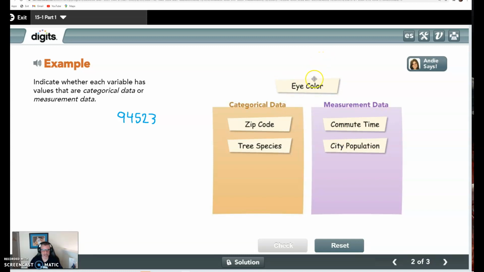And last is eye color. Well, there's no number. You don't pull out your tape measure or your scale and say, what's your eye color, right? You look and say, well, it's brown or it's blue or it's green or hazel. So that's categorical.